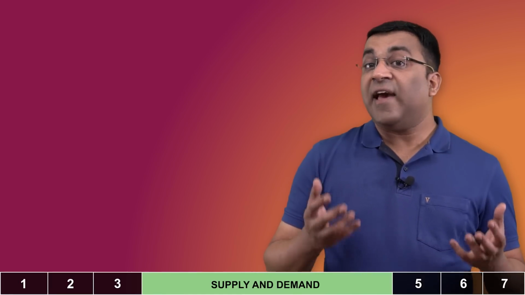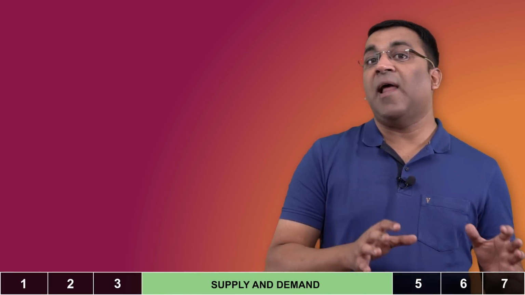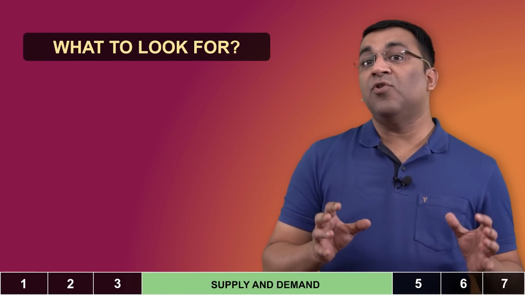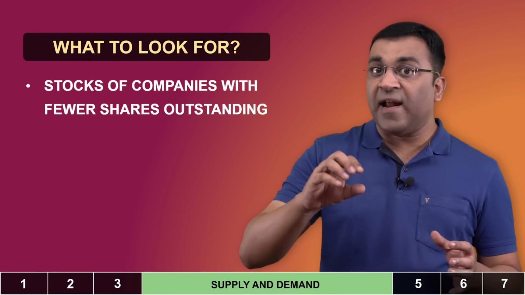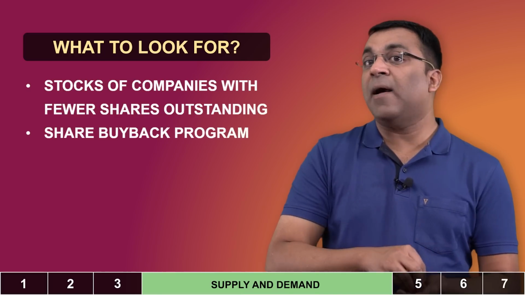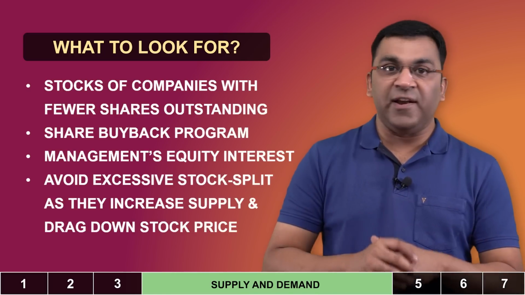Next, we have the letter S that stands for supply and demand, and I'm referring to the supply and demand of shares here. So O'Neill says investors should look for stocks which have fewer shares outstanding, as it means the supply is restricted, and having a share buyback program or a top management with some equity interests are useful indicators.